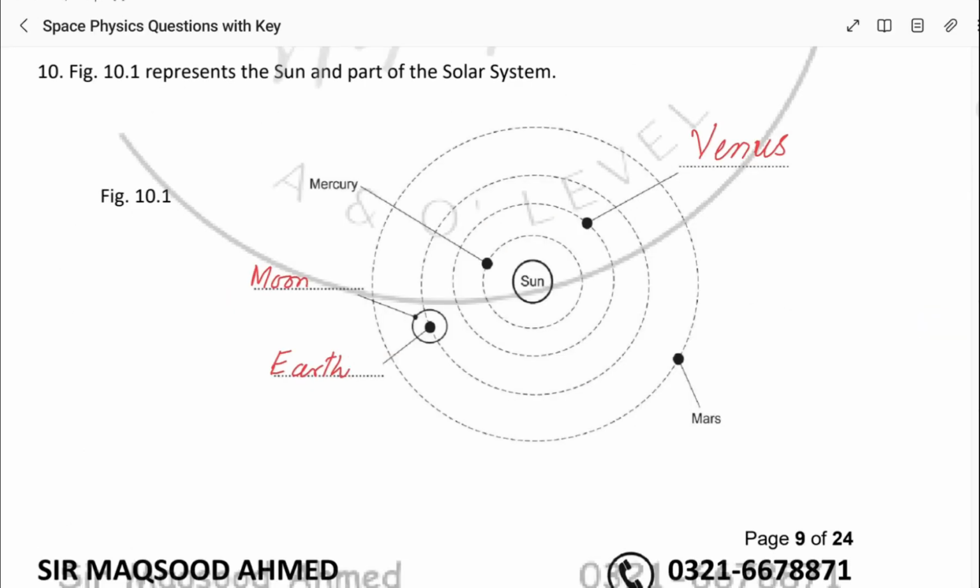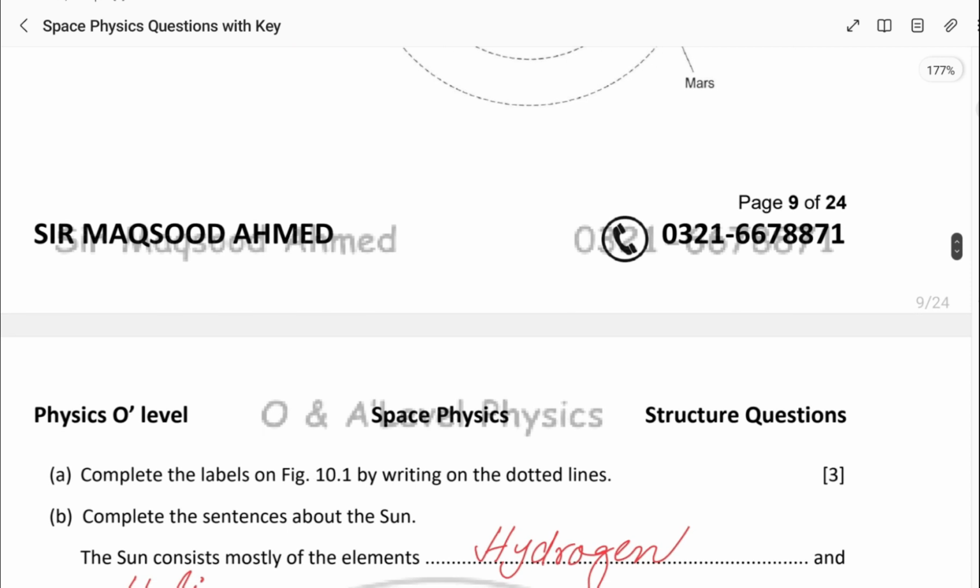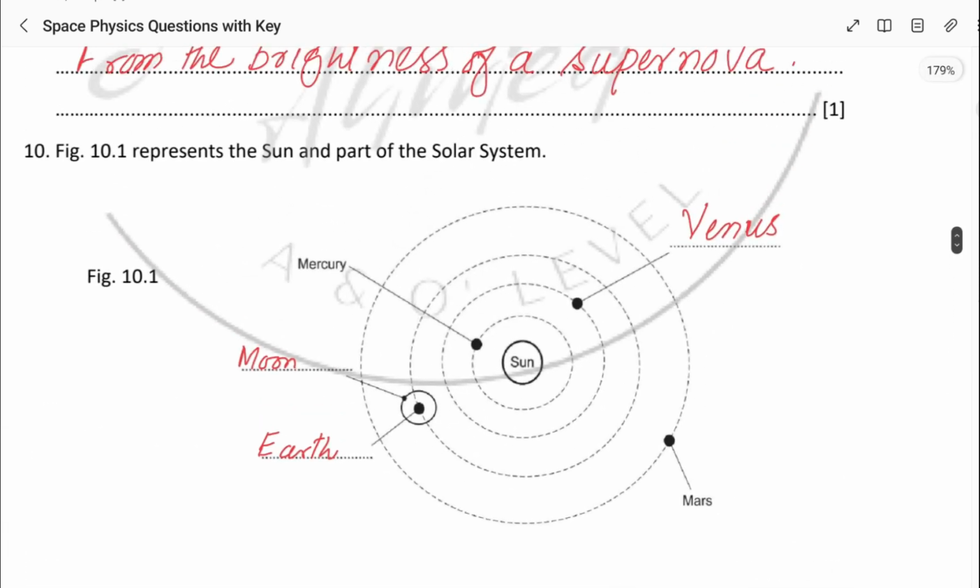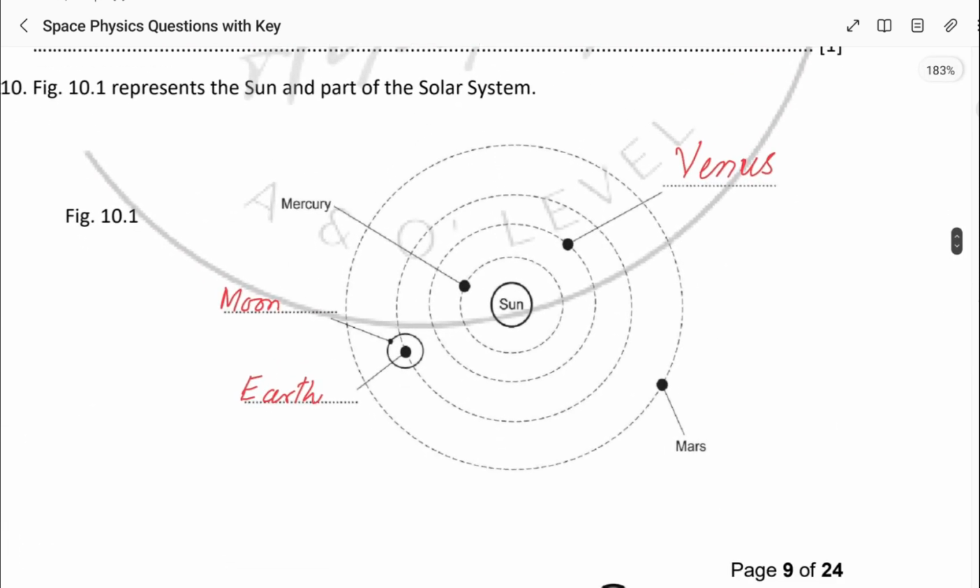Now question number 10. Figure 10.1 represents the sun and a part of a solar system. The question is, A part, complete the labels on figure 10.1 by writing on the dotted line. So in this figure 10.1, the solar system is shown. The missing names are Venus, our Earth, and around the orbit of the Earth, the moon of the Earth.